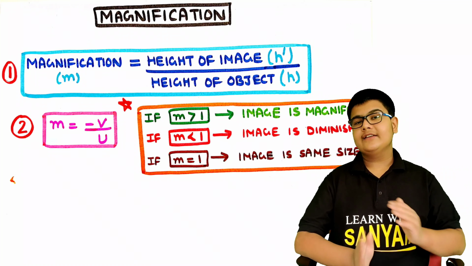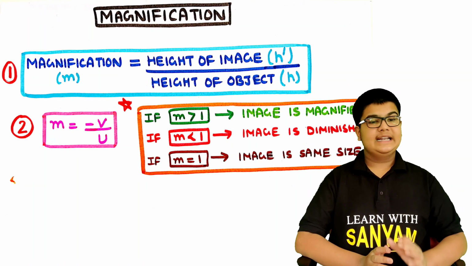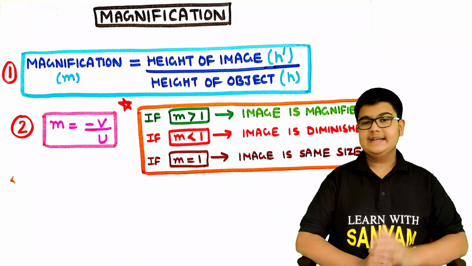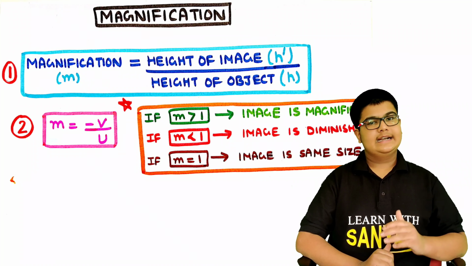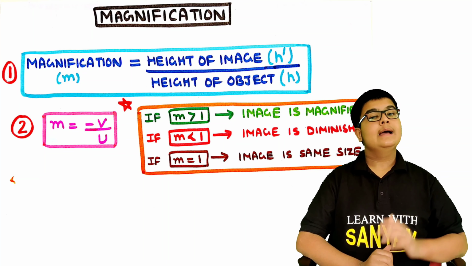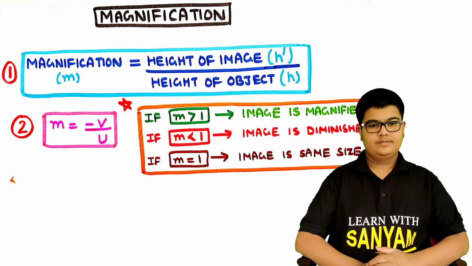But there is another formula. This says that magnification is equal to minus of image distance divided by object distance. That means magnification is equal to minus v upon u.